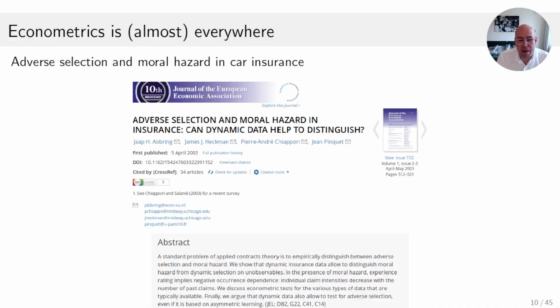And finally, a topic in economics that's very, very classical: adverse selection and moral hazard. Can one actually use empirical data, empirical analysis, to say something about that? So how much of behavior is adverse selection and how much is moral hazard? Can one use data to say something about that? Again, one would use an econometric analysis with these data to answer this question.